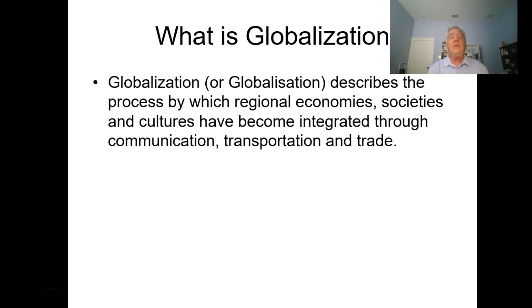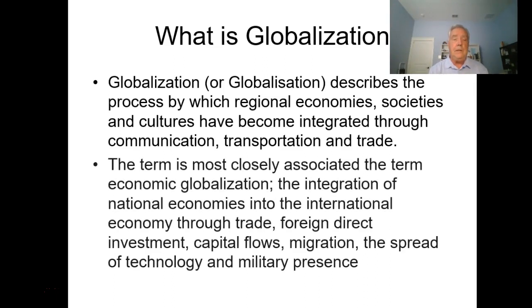So integration is the result of globalization. The old expression: if the United States sneezes, Brazil catches a cold. All right, so the term is economic globalization. It's the integration of national economies through trade, foreign direct investment, capital flows, migration, spread of technology, and military presence. Again, military presence as a result of World War II started this whole thing going, particularly the World Trade Organization.